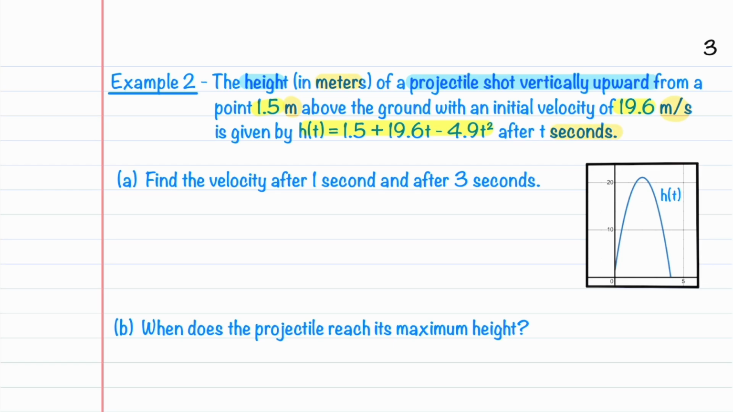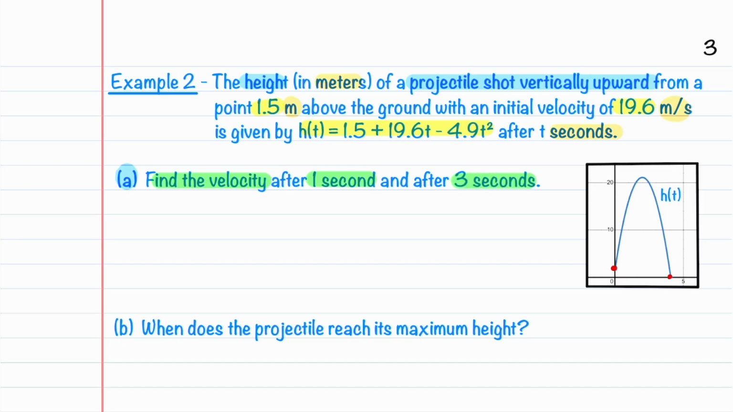I graphed our function h of t over here on the right just so that you can see what's happening. The projectile starts 1.5 meters above the ground. That's right here. It goes up, and then it comes back down and hits the ground. We want to find the velocity after 1 second and then after 3 seconds.